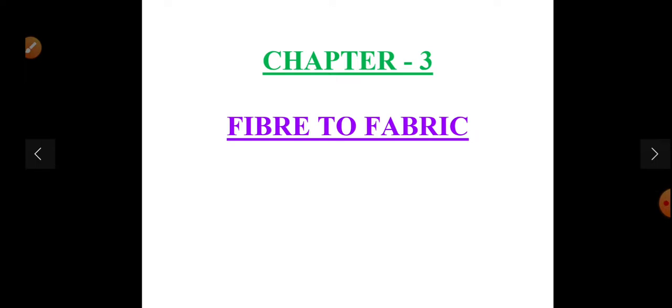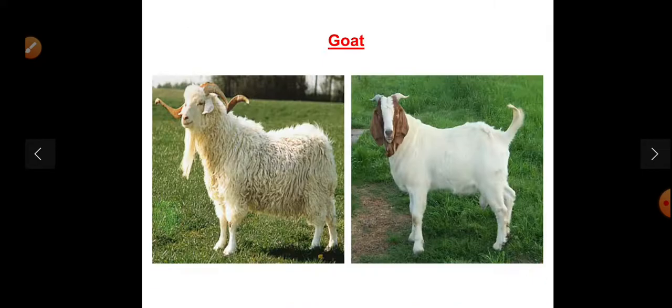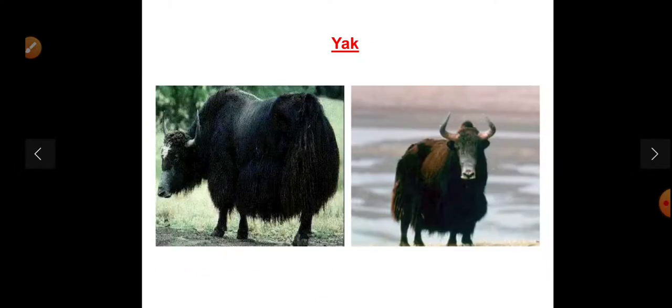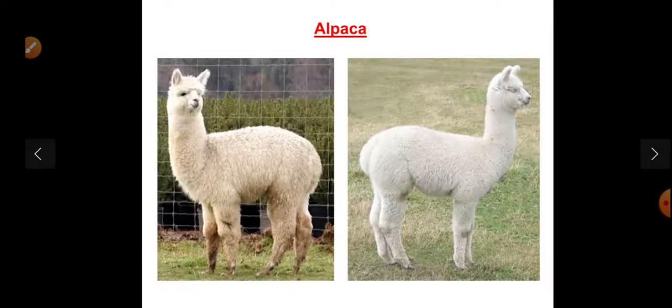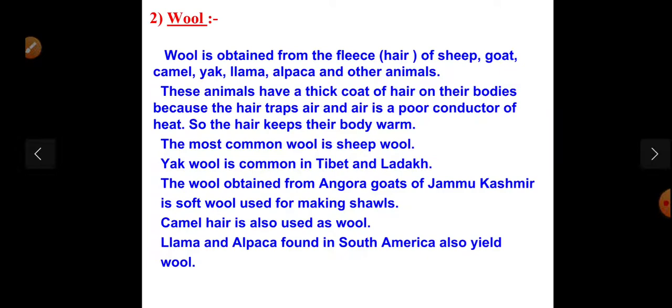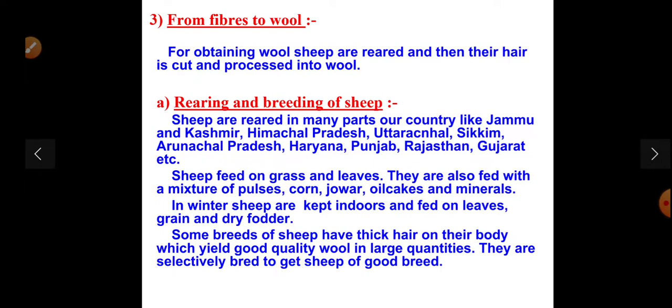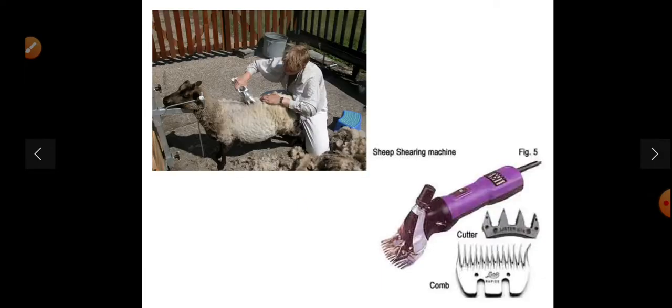In the last class, we talked about animal fibers and the various kinds of animals from which we obtain wool, and the ways of processing to get wool, rearing and breeding of sheep. We studied this in the last class.